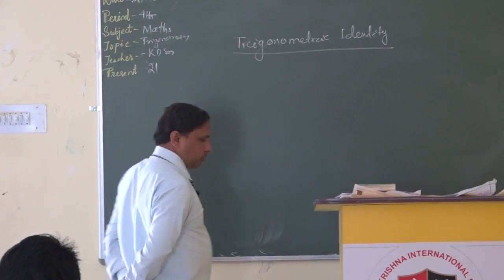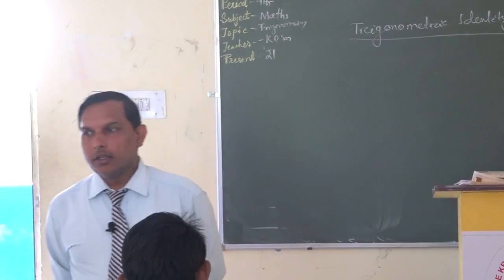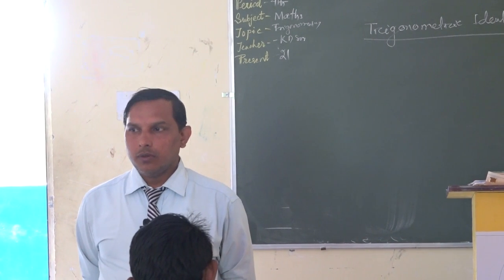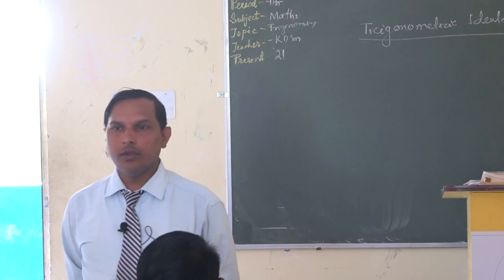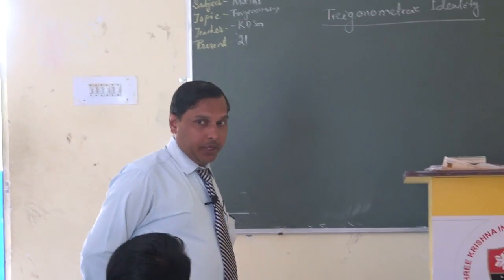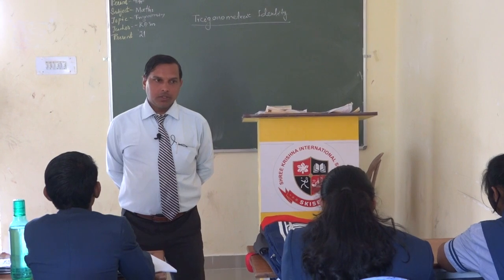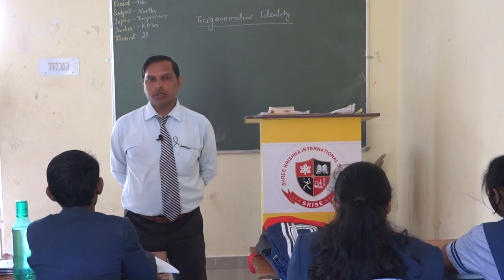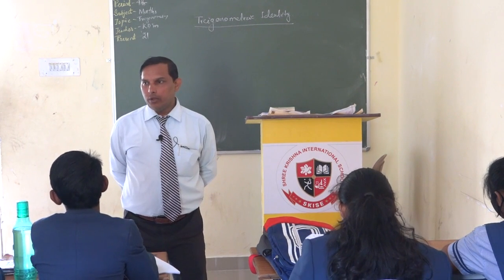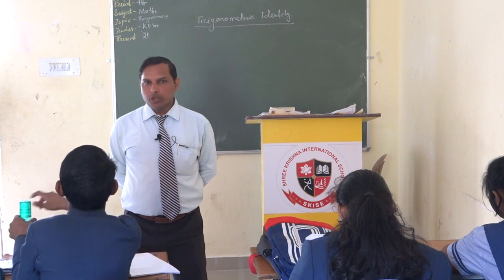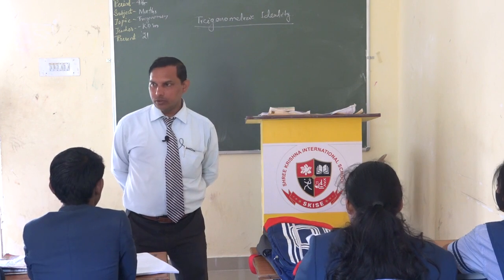So, my dear students, today we'll go for trigonometric identities. As you know, in the last two periods, we have already completed the trigonometric ratios, the 6 ratios: sine, cos, tan, cot, sec and cosec, and the different values of the trigonometric ratios according to angles.